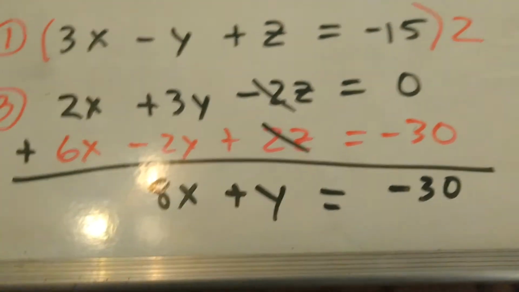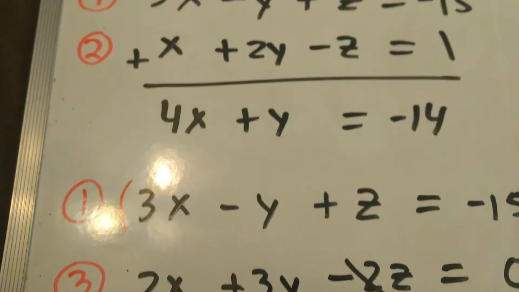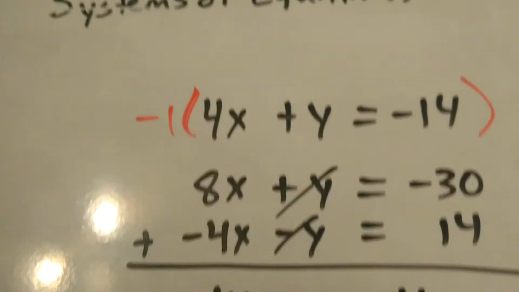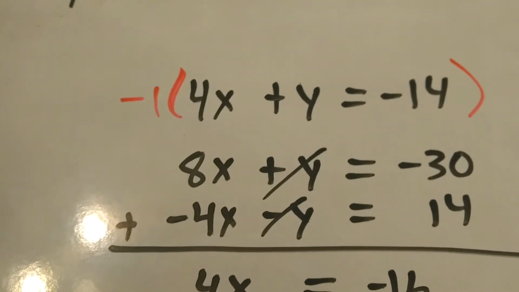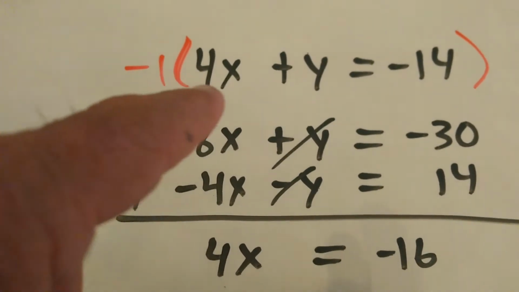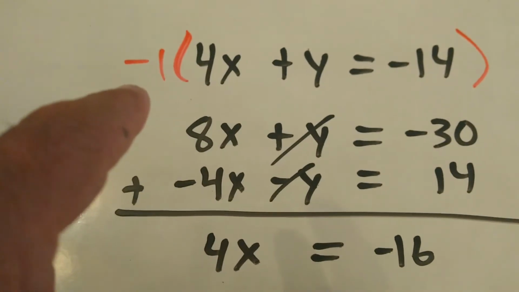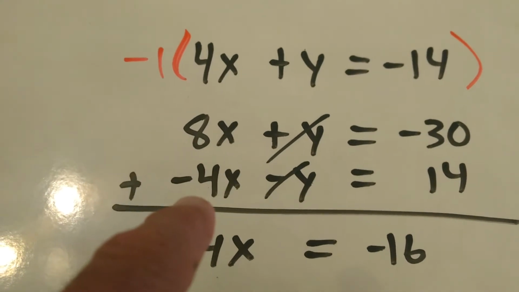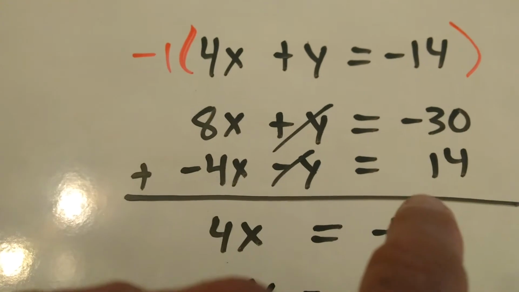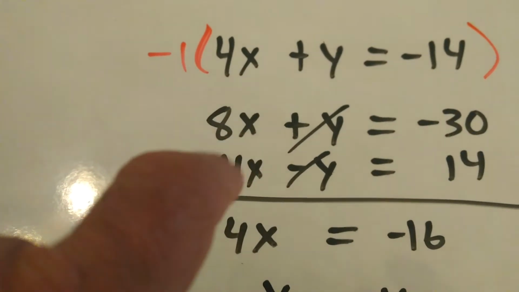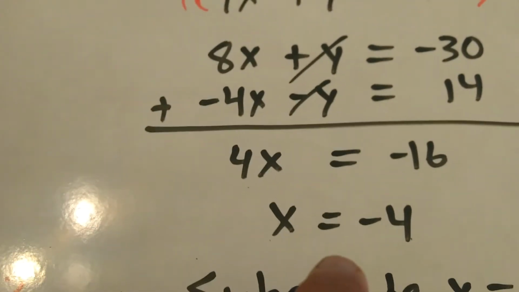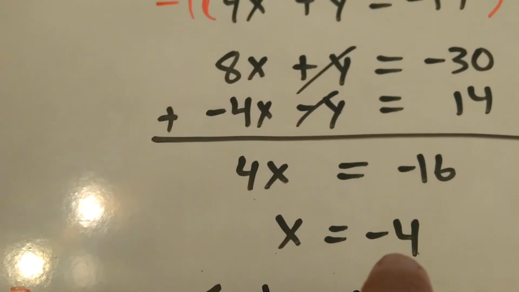So now I have 8x plus y equals negative 30. I have 4x plus y equals negative 14. If I bring them over here, I'm now going to solve these two equations. And we'll get rid of the y's by multiplying 4x plus y equals negative 14 by a negative 1, which makes it negative 4x minus y equals a positive 14. When I add these two equations together, I get 4x equals negative 16. Divide by 4, I get x equals negative 4.